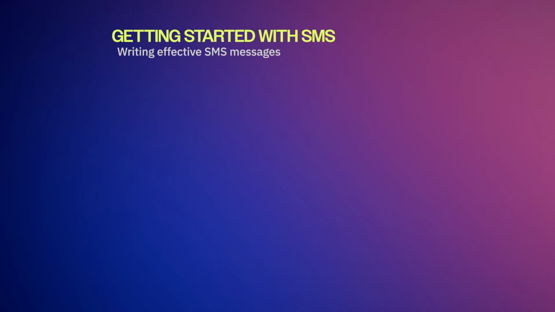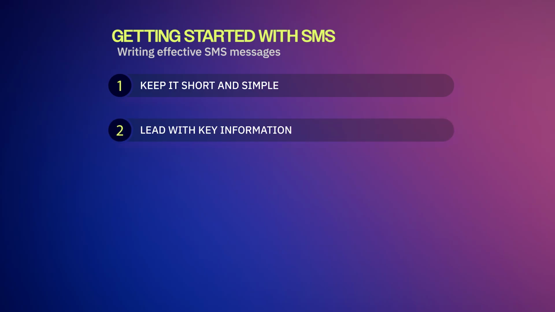Now, here are some essentials for writing effective SMS messages. Keep it to 160 characters for SMS. If you add an image, it becomes an MMS and you can get up to 1600 characters. Lead with the most important information. Put your offer, deadline, and key benefit first. Write conversationally. Skip the corporate speak and text like you're messaging a friend.